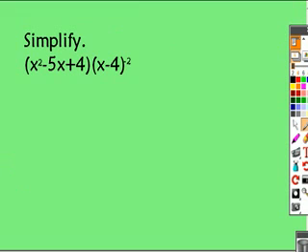Next one. Doesn't look like this is a rational expression, does it? You don't see a numerator and a denominator. What is the denominator here?